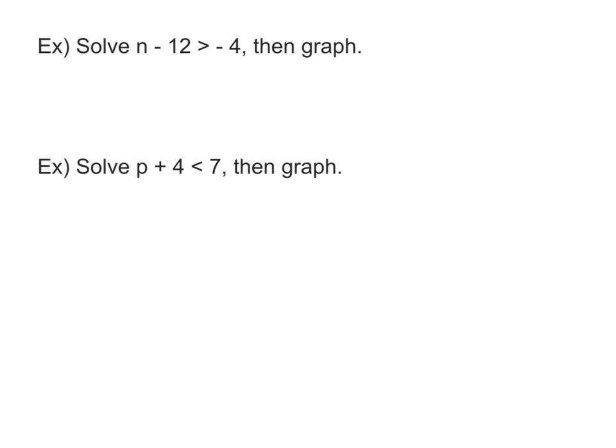Okay, here's a couple of examples. So the first one, solve n minus 12 is greater than negative 4. So what we're going to do, again, add 12 over to the other side. So I have n is greater than 8. So then we graph this.